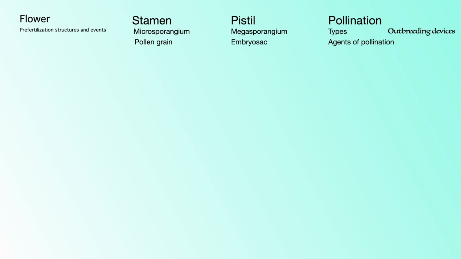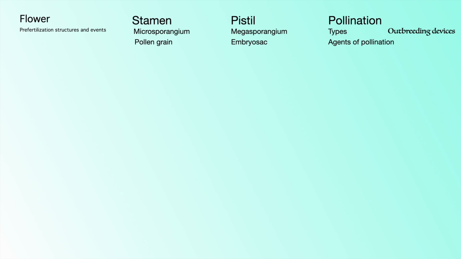Self-pollination is not preferred by the plants. The reason we know is that it leads to inbreeding depression. To prevent self-pollination, plants develop different devices. They are called outbreeding devices.